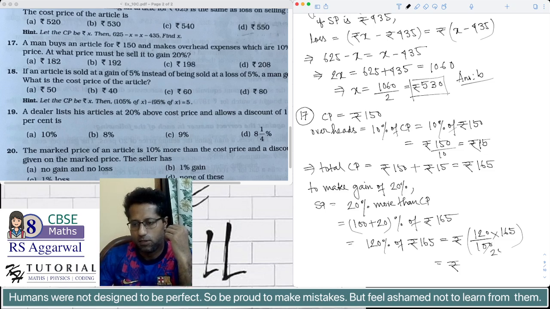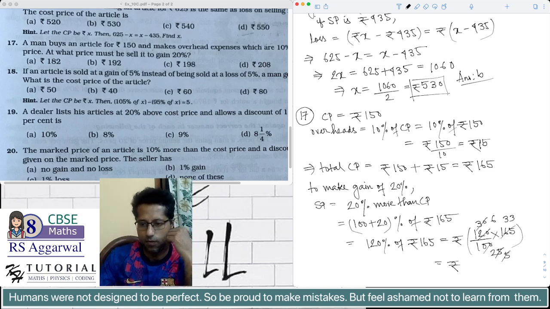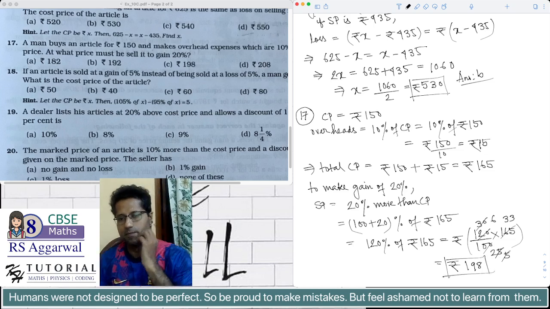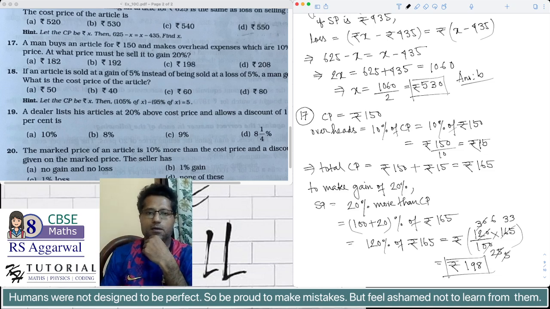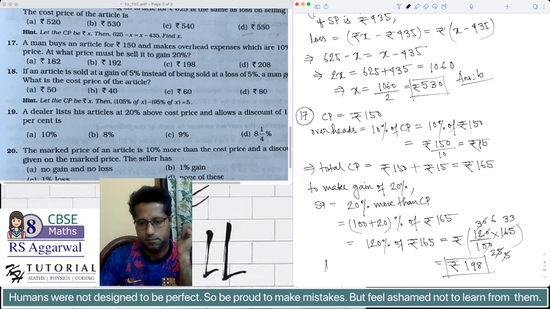4 divides 100 with 25 by 25. 4 divides 120 with 30. 5 divides 25 with 5. 5 divides 30 with 6, and 5 divides 165 with 33. So this is equal to 198. So the selling price, the man should sell the article for rupees 198 to make a gain of 20%. So the correct choice is C. C is the correct choice.